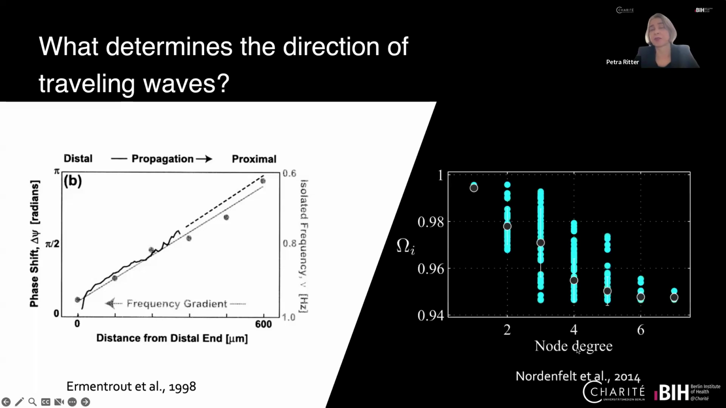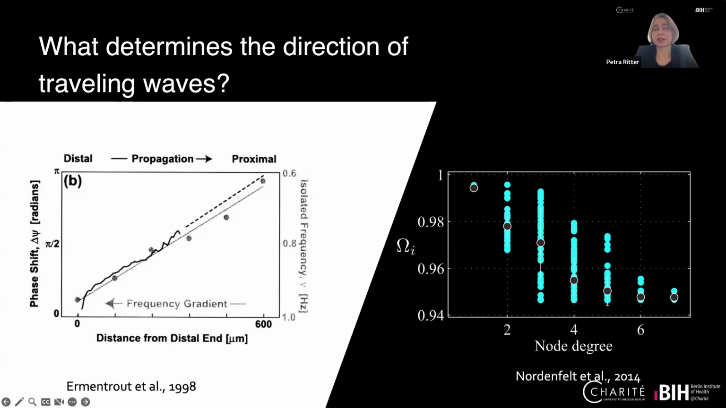Another team has now looked at the determinants of the intrinsic frequencies. So here you see the frequencies, and here you see the in-strengths of a network of coupled oscillators. And it has been shown that with increasing in-strength, so the more connections a node has, the slower is the intrinsic frequency of this oscillator.